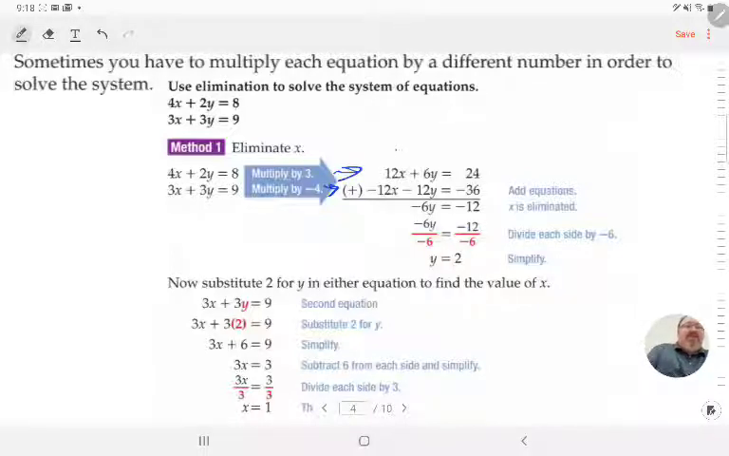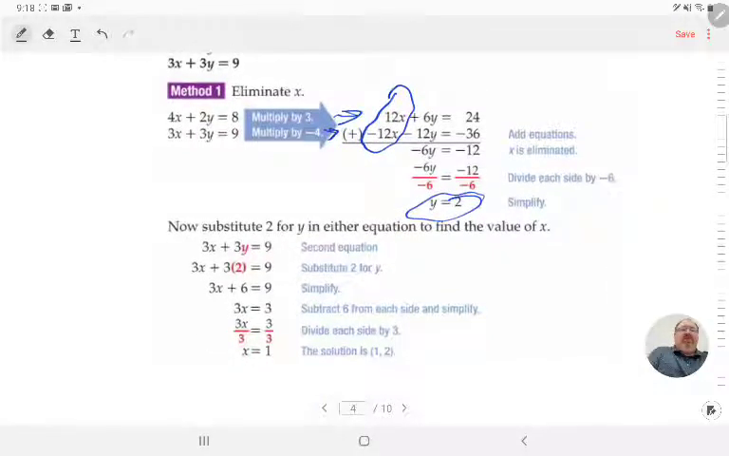Now my x's are the same. They're both 12x. One's positive, one's negative, so all I have to do is add the 2 equations, and the x value will go away. And so then I'll just have 6y minus 12y would be negative 6y, and 24 minus 36 is negative 12. I divide both sides by negative 6, and y equals 2. And then just like we've been doing, we plug 2 in for y in one of the original equations, and we solve for x. And that's what's done right here.